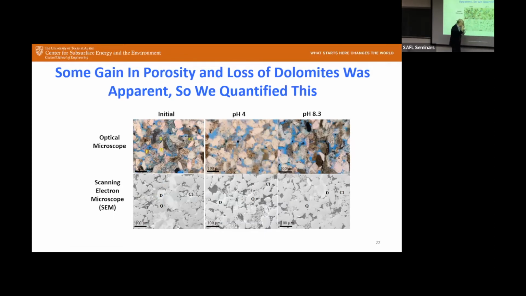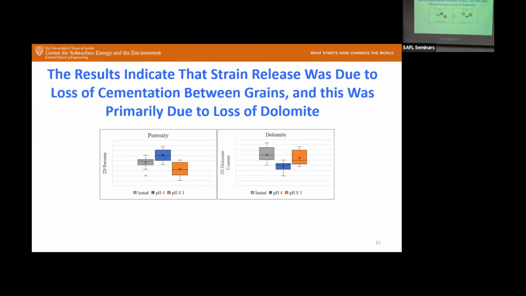And just by your eyeball, you can't really see what's going on. Maybe you could say, I chose an image that shows a little less dolomite here than it does here. And so we went through and we looked at maybe 30 or 40 images from each experiment. And we quantified the porosity and we quantified the area projection of the dolomite. And this comes from the surface of the sample after we do the experiment. And we quantified that and we found 2 things.